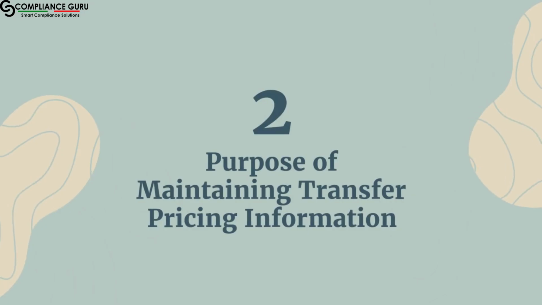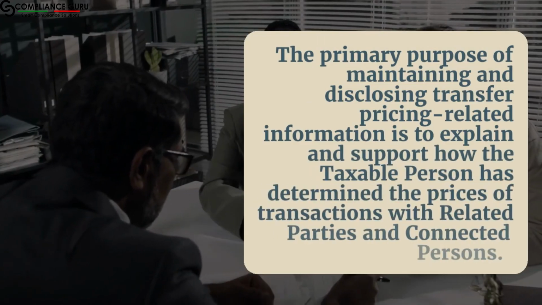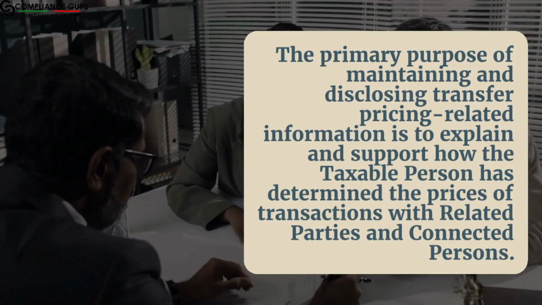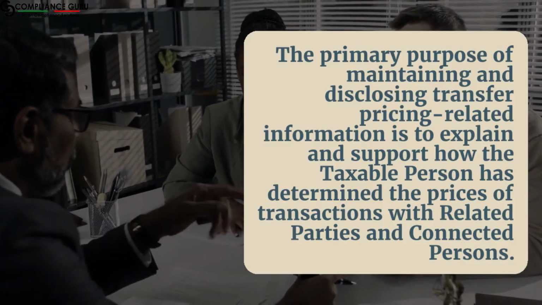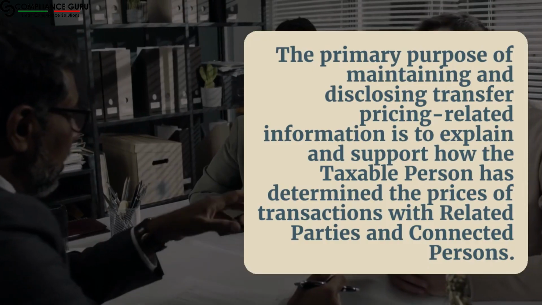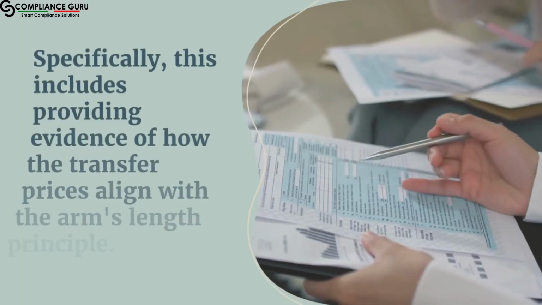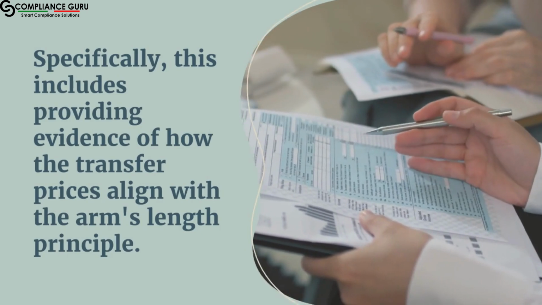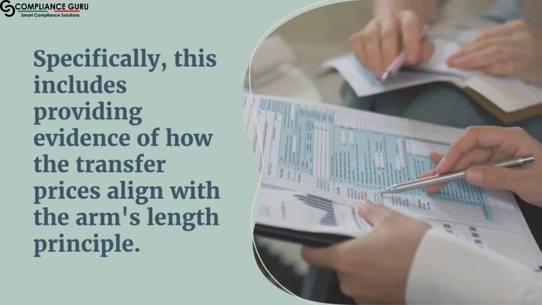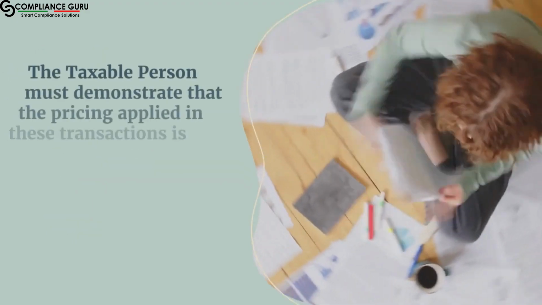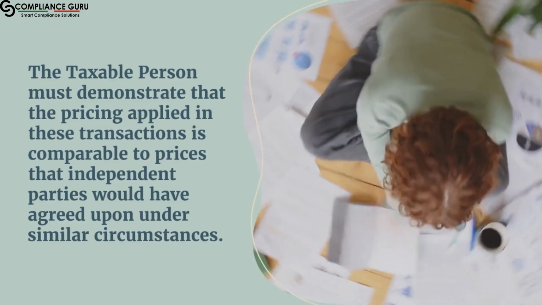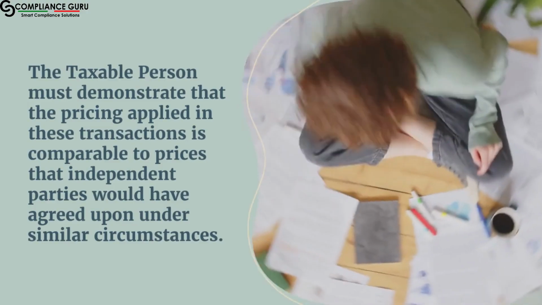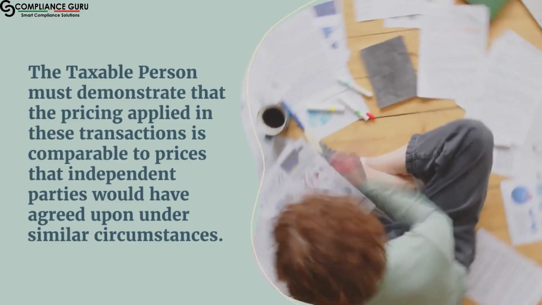2. Purpose of maintaining transfer pricing information. The primary purpose of maintaining and disclosing transfer pricing related information is to explain and support how the taxable person has determined the prices of transactions with related parties and connected persons. Specifically, this includes providing evidence of how the transfer prices align with the arm's length principle. The taxable person must demonstrate that the pricing applied in these transactions is comparable to prices that independent parties would have agreed upon under similar circumstances.